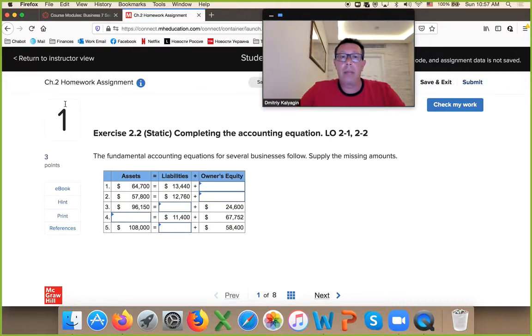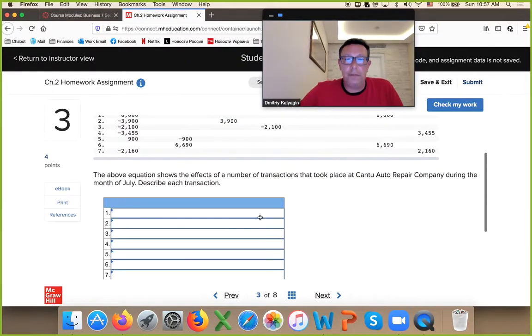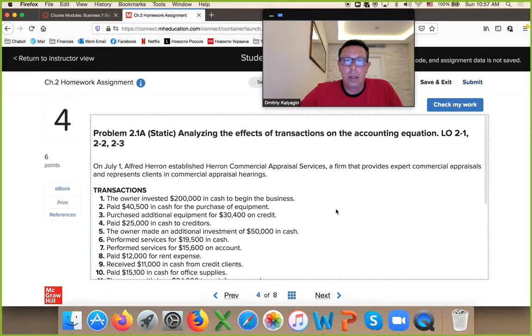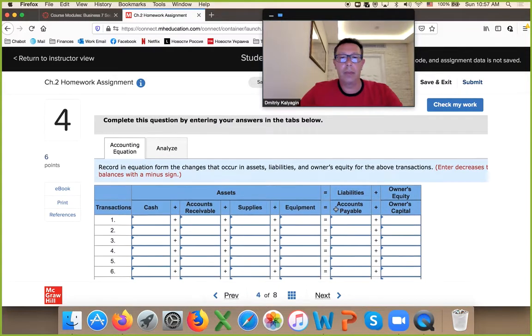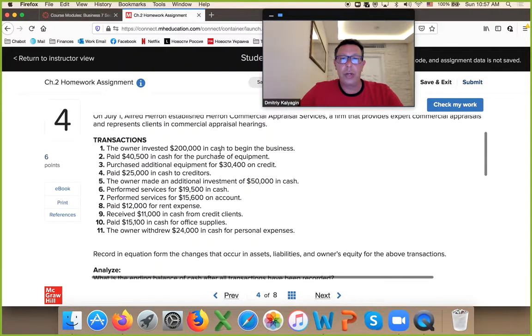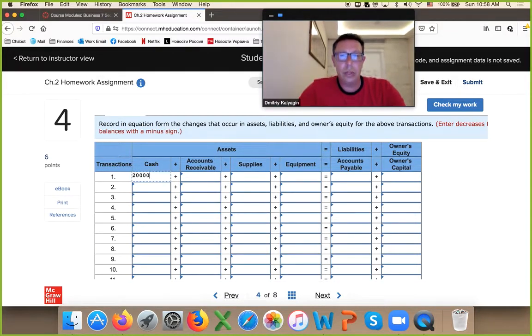Like this is problem number 1, okay? But it's actually exercise 2.2 from the end of your chapter. As you go through this, you just put your answers in. Let me show you a couple of things here. Choose some problem, okay, like right here, for example, we have a transaction. First transaction, the owner invested $200,000 cash. So I'll put cash 200,000 and then capital. Let me make a mistake. So I would put 20,000 by mistake.